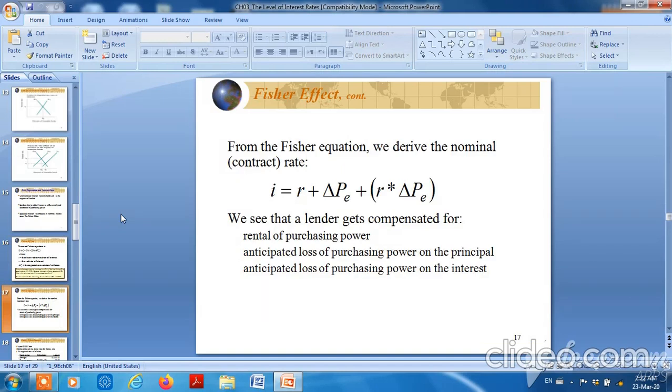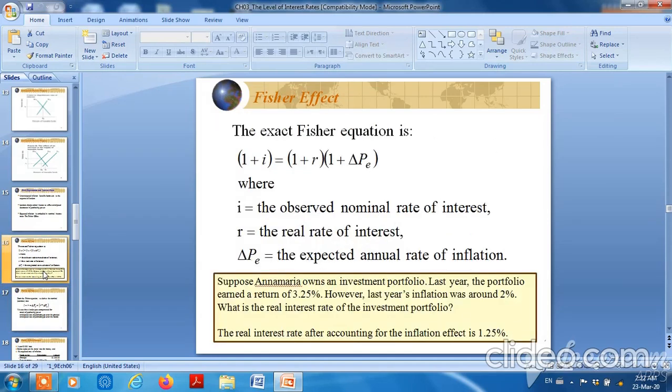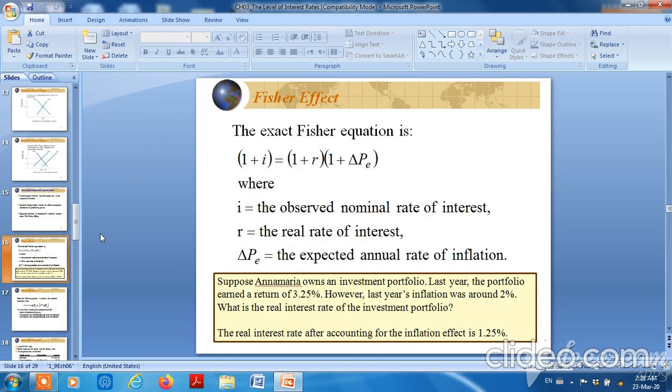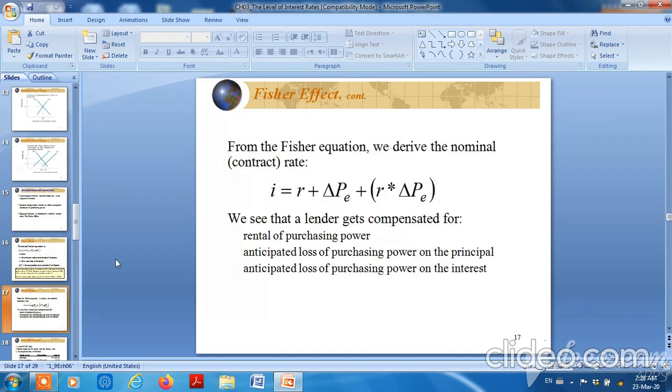From the Fisher equation, we derive the nominal rate, I. So, from the exact Fisher equation, we can derive a new equation to calculate the nominal interest rate I, where I equals R plus delta PE plus R multiplied by delta PE. So, we see that a lender gets compensated for, first, the rental of purchasing power through R; second, the anticipated loss of purchasing power on the principal through delta PE; and third, the anticipated loss of purchasing power on the interest through R multiplied by delta PE.